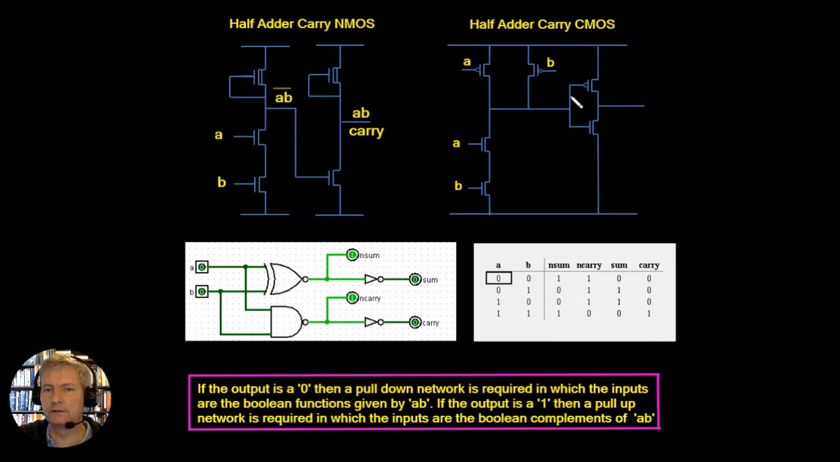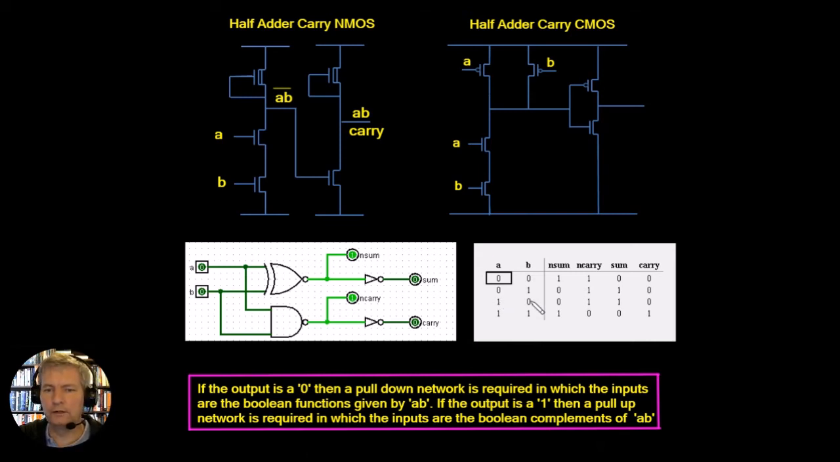Now what we're interested in is the pull up network. In this case, it says that if the output is a 1, then the pull up network is required, in which the inputs are the Boolean complements of A B. So you could have a look at this one here. We're now looking at the not carry, and we've got 1, 1, 1, and we could say that we're looking at the complements of this. So the complements of this would be, in this one's case, A B, and then A not B, and then A not B.